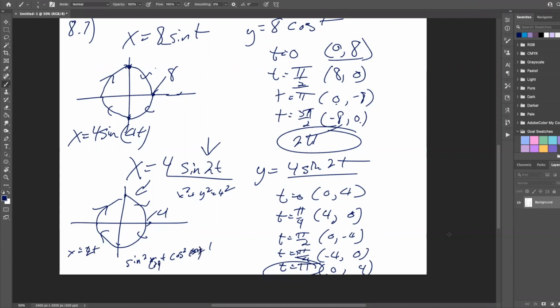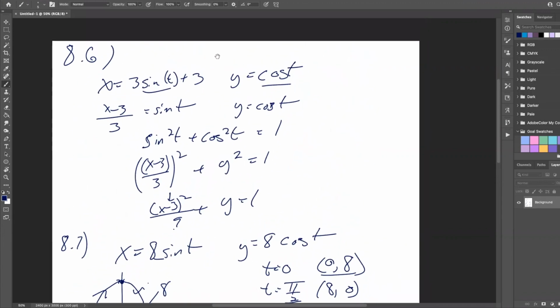That still equals 1. Technically that's how you do it, but since these are circles, you just make them circles. Someone had a question: what happens if I have something else here? Well, it's fine, it doesn't matter. Let's pretend I have x equals 5 sine t minus, I don't know, 7, and y equals, I don't know, 6 cosine t minus 4.